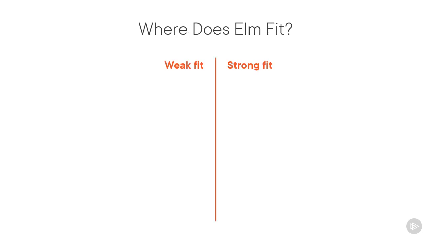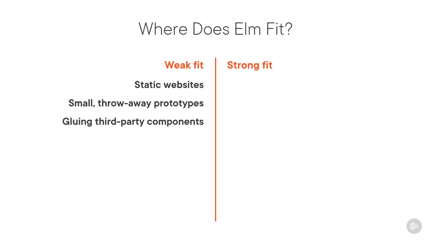So, for which kind of projects is Elm a weak or a strong fit? Elm is a weak fit for building static websites with little interactivity, since such projects cannot benefit from Elm's capabilities. Also, Elm is a weak fit for small throwaway prototypes, since some bugs are acceptable for such projects. Finally, if a project is mostly about gluing together various third-party components, including some JavaScript libraries, then Elm doesn't provide significant added value. In contrast, here are some kinds of projects which can really benefit from using Elm.